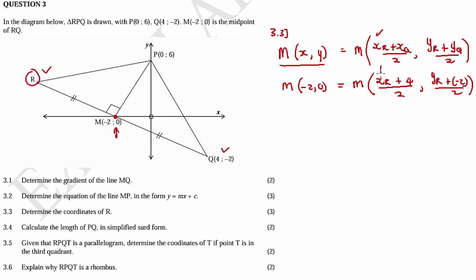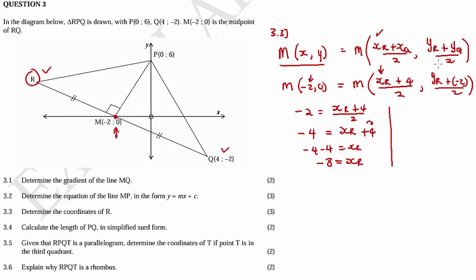If I had the x coordinate of R and substituted and solved this fraction, I should get minus 2, meaning that minus 2 should be equal to (xr plus 4) divided by 2. Now we have an equation to calculate the x coordinate for R. I'm going to cross multiply and get minus 4 equals xr plus 4. Bring the 4 over to the other side: minus 4 minus 4 is equal to xr. Minus 8 is my answer. That's xr.